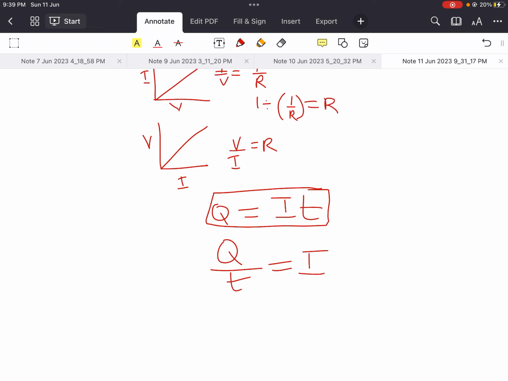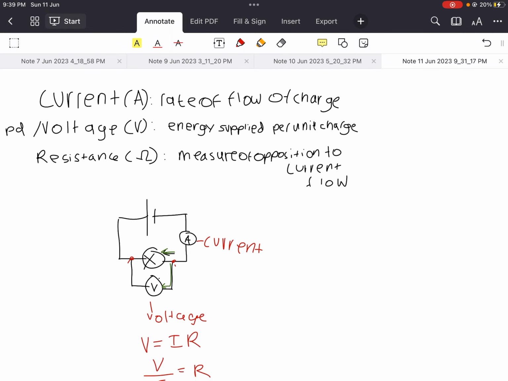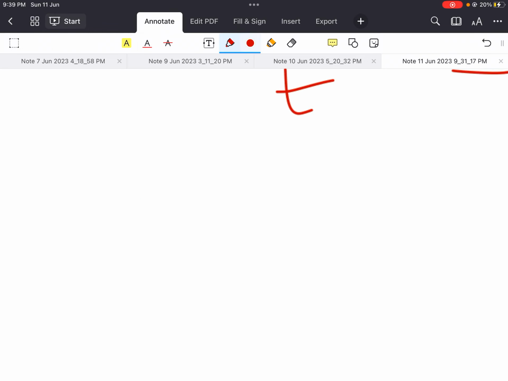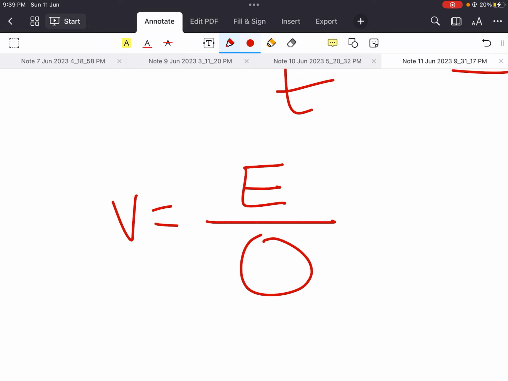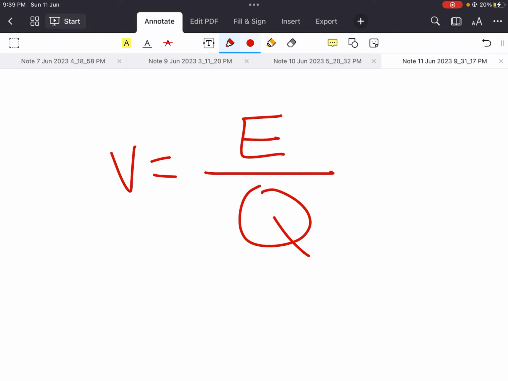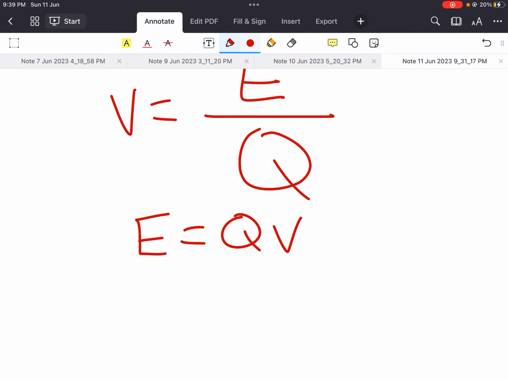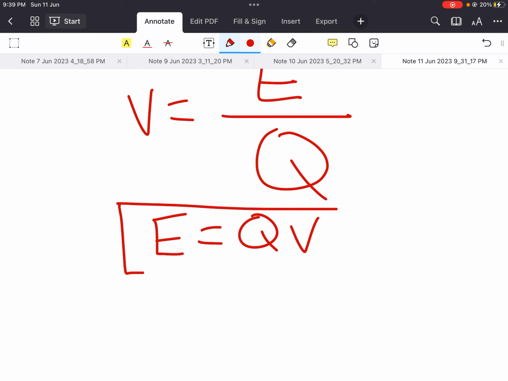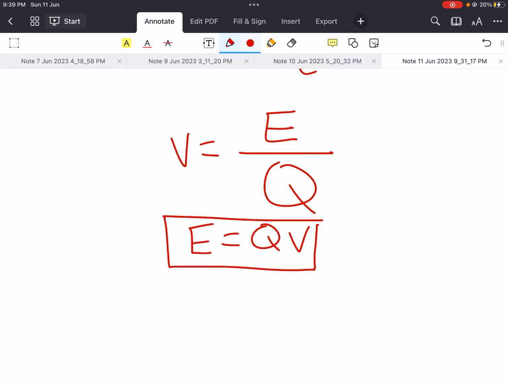And then we can also get an equation for voltage. So you have energy supplied per unit charge. So voltage is equal to energy per unit charge, which means voltage is equal to energy over charge. So then you can rearrange this to get E equals QV, right? And this is where you get your second or third, technically, very important equation.